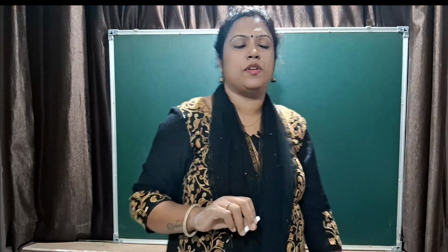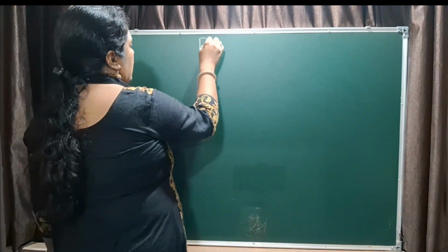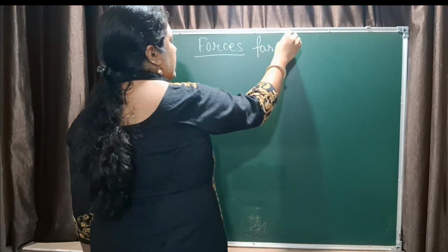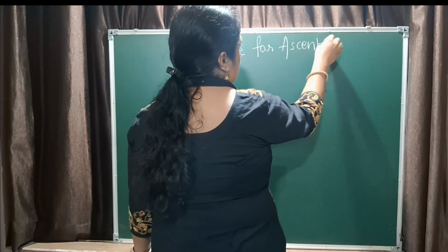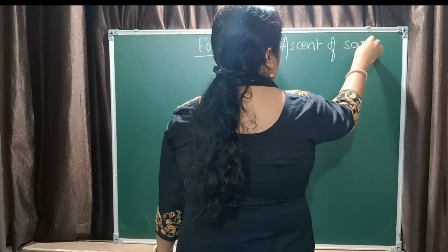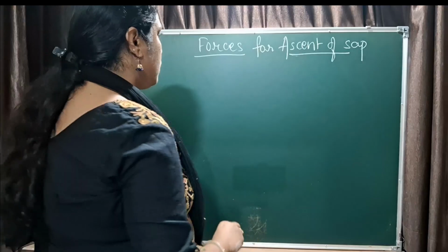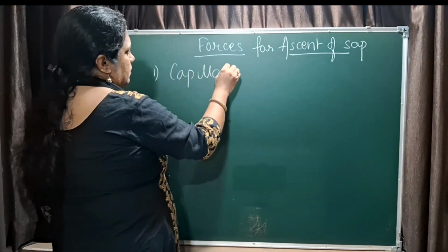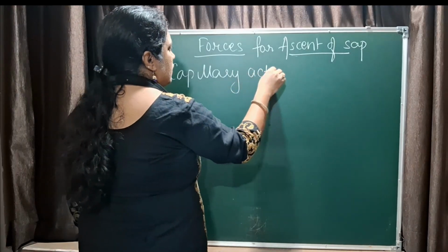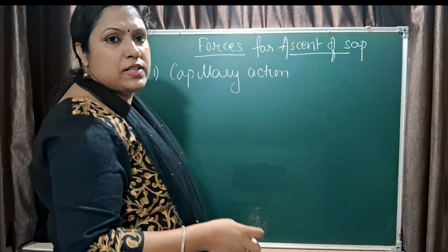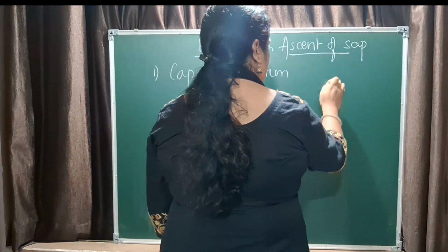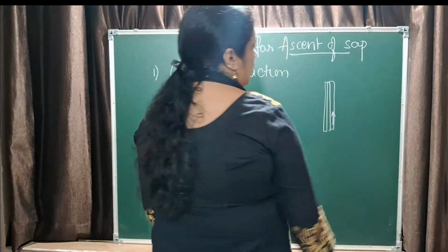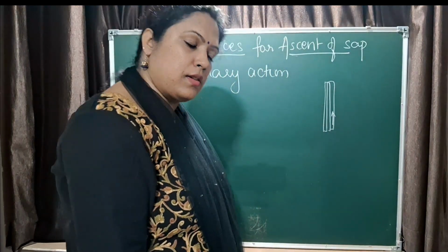The last part of the chapter speaks about the forces required for the ascent of sap. What is ascent of sap? That is movement of water. Now, what are the different forces required? The first one is capillary action. You know that xylem has tracheids and vessels which form tiny tube-like structures. So, initial rise of water takes place due to the capillary action.